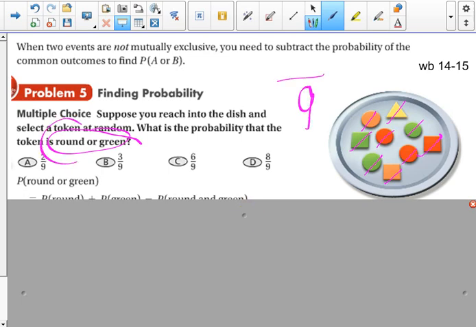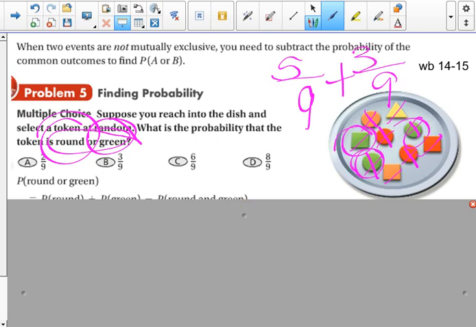Now let's deal with the round ones. How many of these 9 are round? So we're going to go 1, 2, 3, 4, 5. I have 5 round. Now I'm going to add to that the green. So round or green. So how many green do we have? 1, 2, 3.